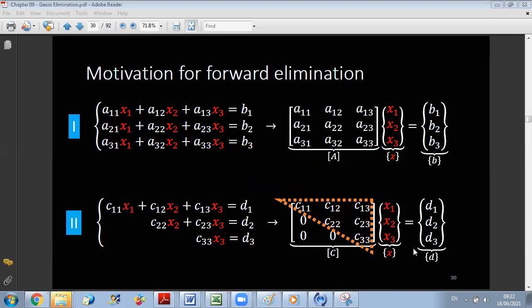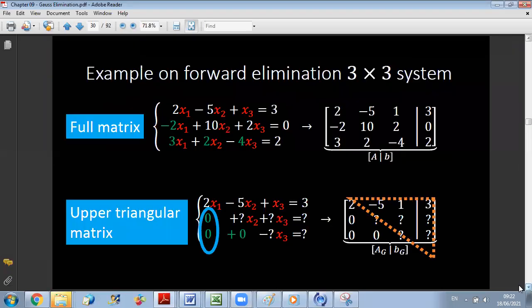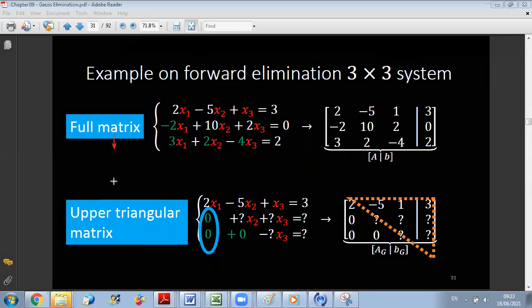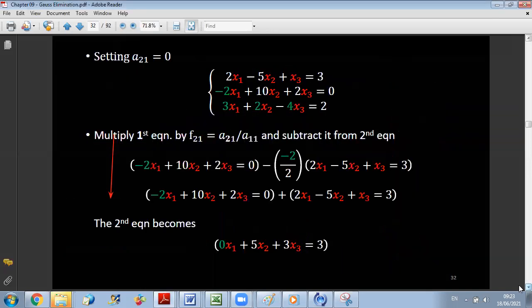Okay, so now my next step is to see how I can go from a full matrix to an upper triangular matrix while ensuring that the two systems are equivalent. What I mean by this is that they will give me the same solution x1, x2, x3. This is what I want to do. I will give you an example, because when you see the example, you will understand the general math.